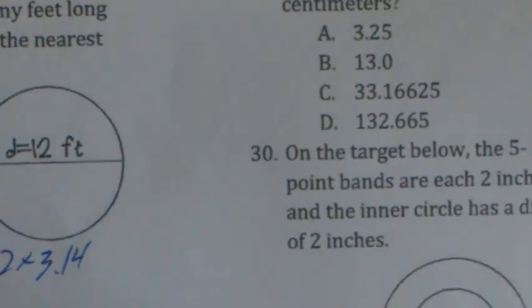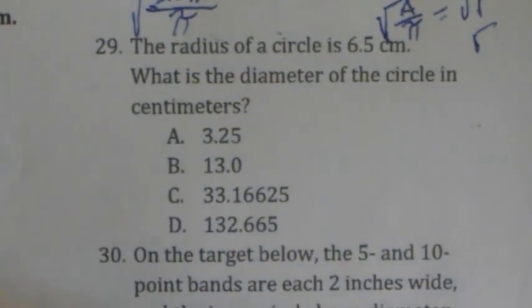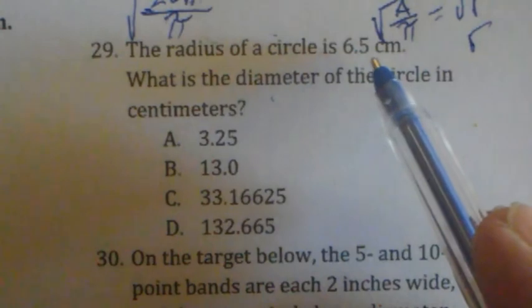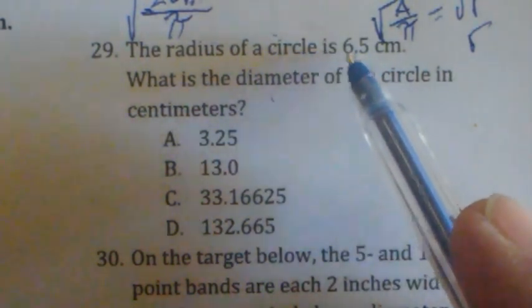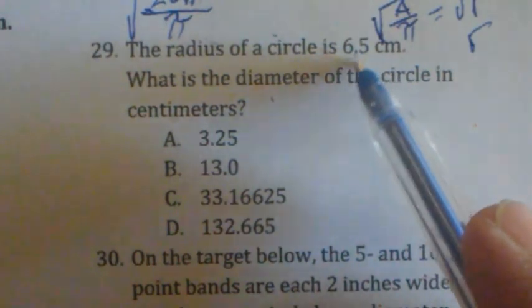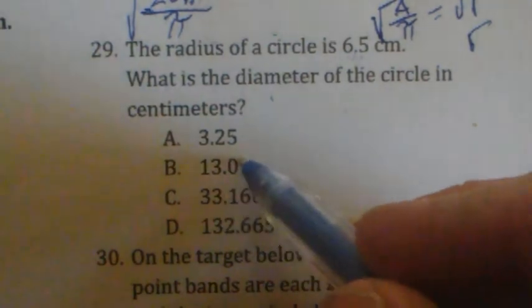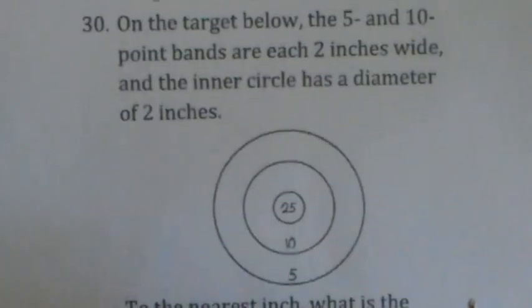Number 29, the radius of a circle. The radius of a circle is 6.5 centimeters. What is the diameter of the circle in centimeters? Well, if the radius is 6.5, isn't the diameter just 2 radiuses? 6.5 times 2. 2 times 6 is 12, and 2 halves is 1 more. 13. You can do 2 times 6.5 in your calculator, but it's going to come out 13. Last one.